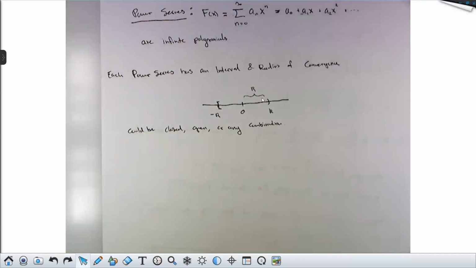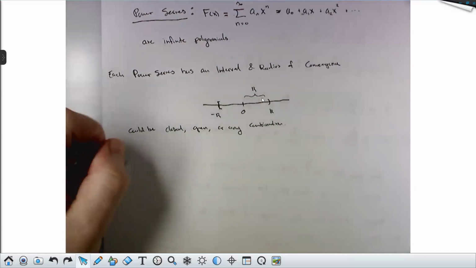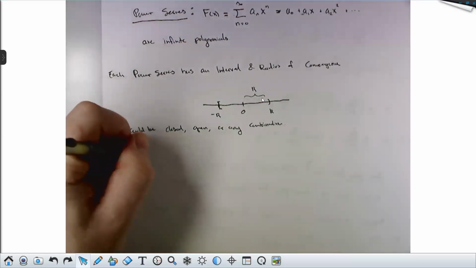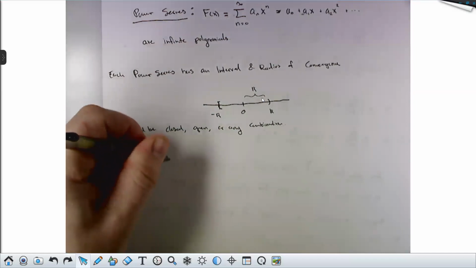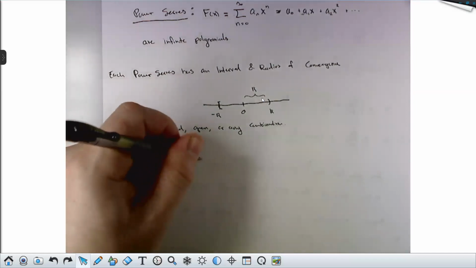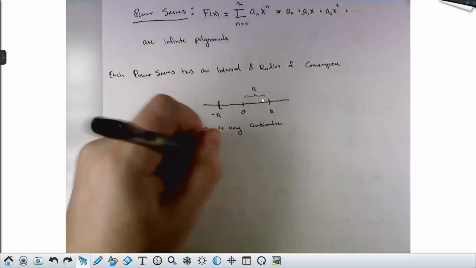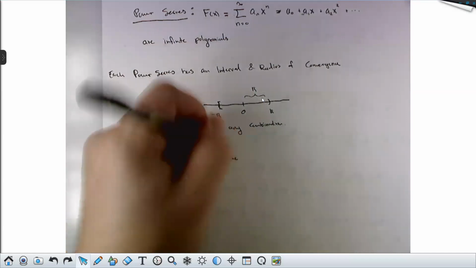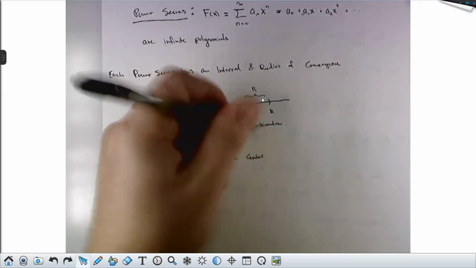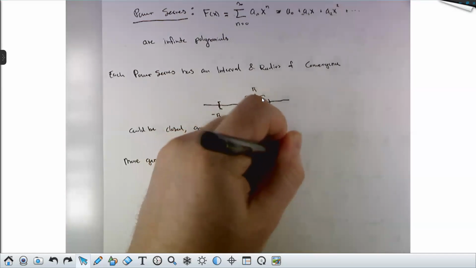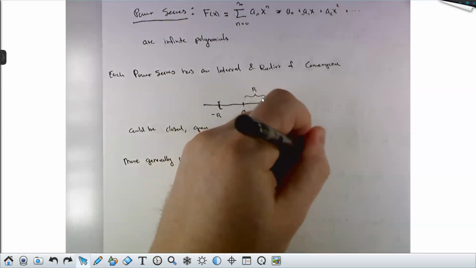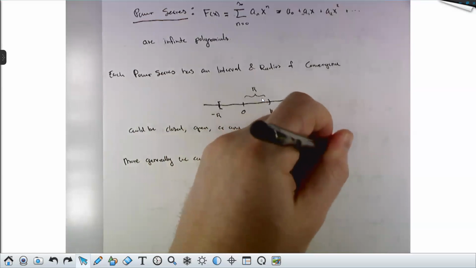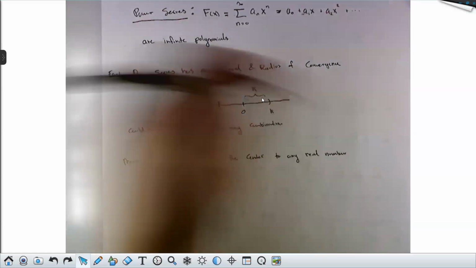Closed on the left, open on the right. More generally, the series could be written so that we can shift the center to any real number a. Let me call it c.